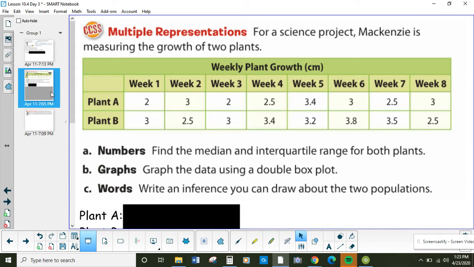Looking at this data right here, it looks like we have the information for a table, where you can make a double box plot also. To answer the first part, I want you guys to take a second now, pause the video, and read the information, look at the table, and then read part A just to make sure you know what I'm talking about.